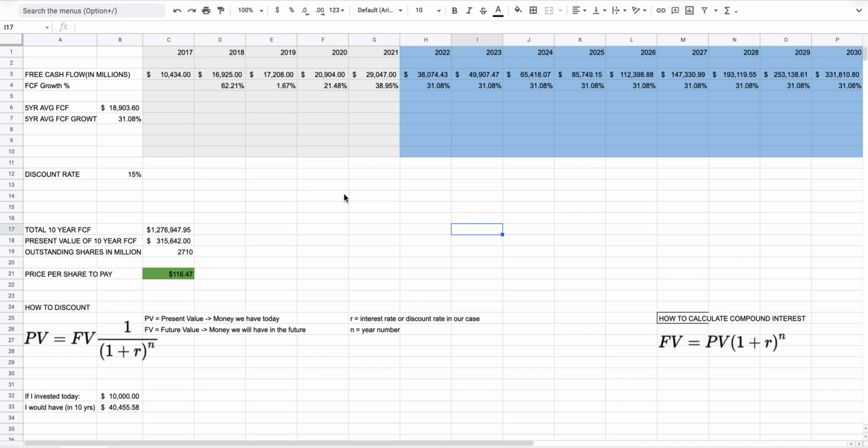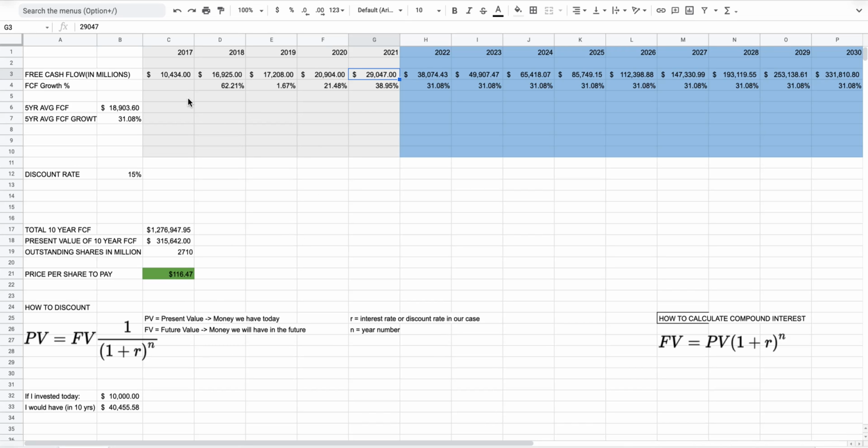Now, how do we do that? You will see here, and this is all calculated with formulas. You can basically just substitute some of the values and it's going to automatically change the values for you in the doc. Nothing is static.